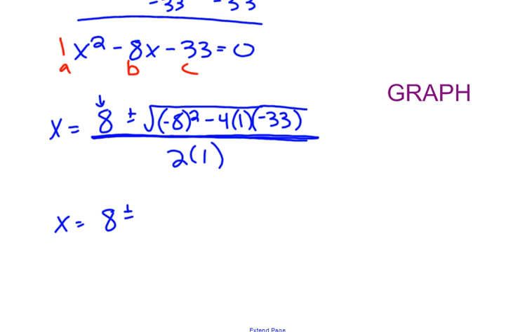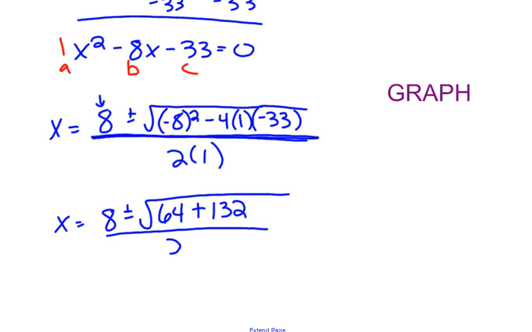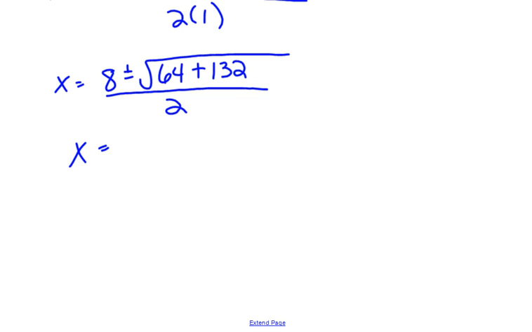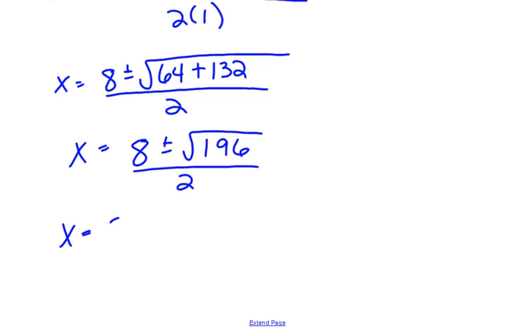So I'd have 8 plus or minus the square root of, I have 64, because negative 8 squared is 64. Negative 4 times 1 is negative 4. Negative 4 times 33 would be a positive 132 over 2. As I keep going here, I would then add under my square root, I have 64 plus 132. So I get 8 plus or minus the square root of 196 over 2. Hopefully we know that the square root of 196 is 14.